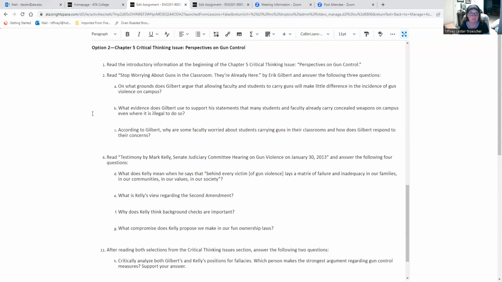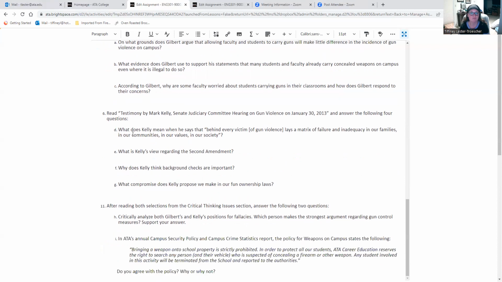First, what does Kelly mean when he says that, quote, "behind every victim of gun violence lays a matrix of failure and inadequacy in our families, in our communities, in our values, in our society"? What does he mean by that? Second, what is Kelly's view regarding the Second Amendment? Third, why does Kelly think background checks are important? And fourth, what compromise does Kelly propose we make in our gun ownership laws?